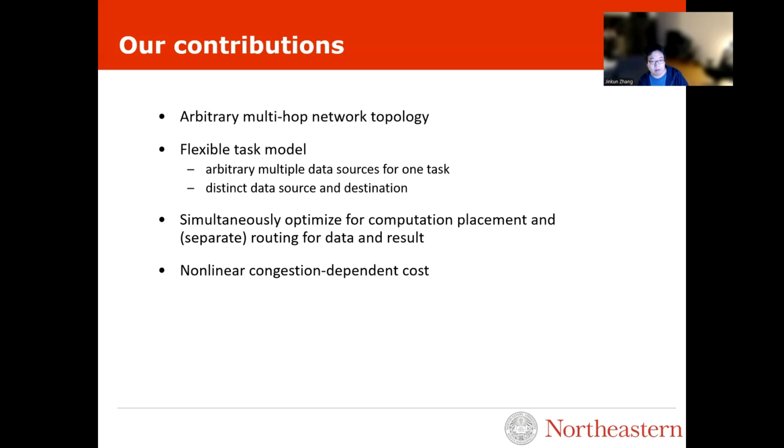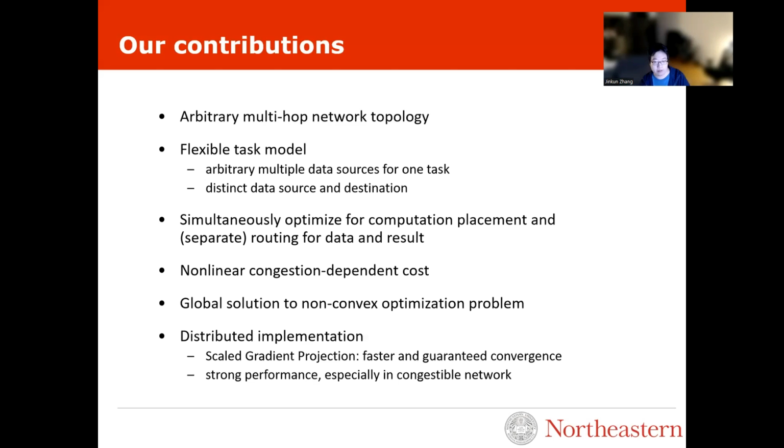And fourth, our model works with non-linear congestion-dependent costs. Most of the previous work just used linear cost, but in a real network, when large traffic is going through the same link, the performance of this link could decrease. We will see later how we formulate congestion-dependent costs. Next, although our problem turns out to be non-convex, we're still able to solve it globally. And the solution leads to a distributed algorithm, which has fast and guaranteed convergence and promising performance, especially in congestible networks.